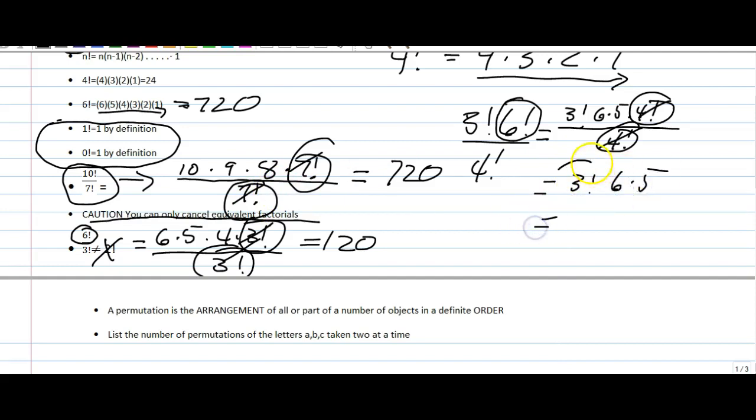Now here I have no choice but to utilize or expand the factorialization of 3. So that's 3 times 2 times 1 times 6 times 5. So again, you can't multiply factorials and ordinary whole numbers. You have to express them all as whole numbers. So 3 times 2 is 6, 6 times 1 is still 6, 6 times 6 is 36, and 36 times 5 is 180. So this is factorialization.